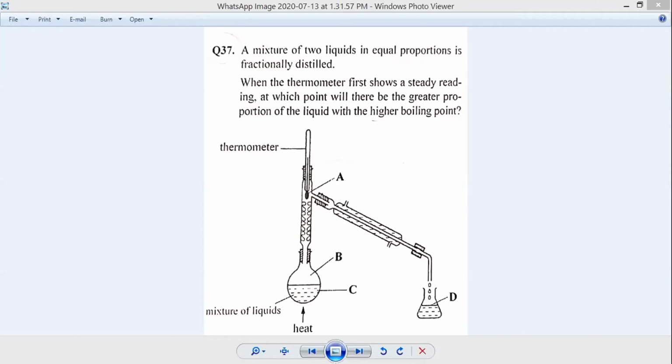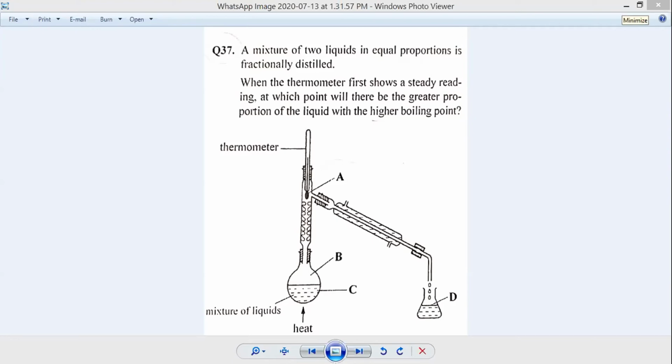So at which point will there be the greater proportion of the liquid with the higher boiling point? Who wants to answer this question? Okay, Abdul Wadud. Maybe part C. Higher boiling point means that it will take longer. The lower boiling point liquid will be collected first. Sundus, part A, I think so.